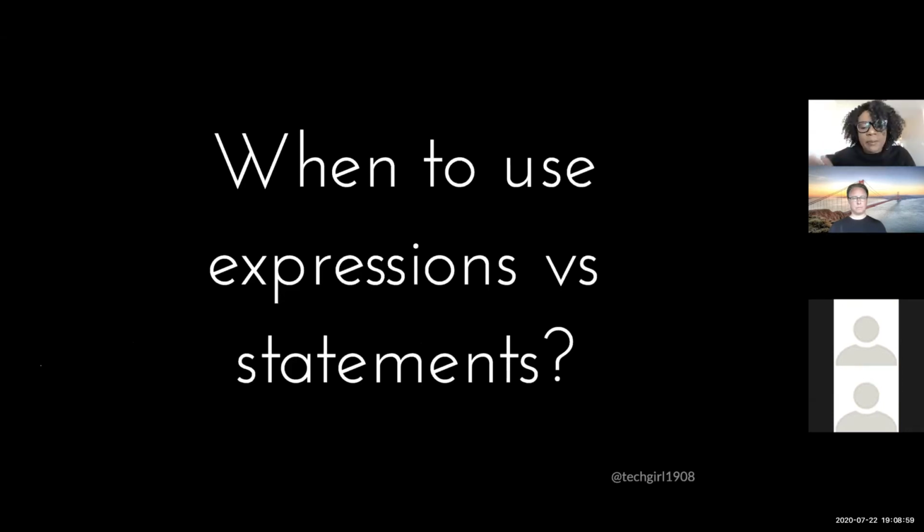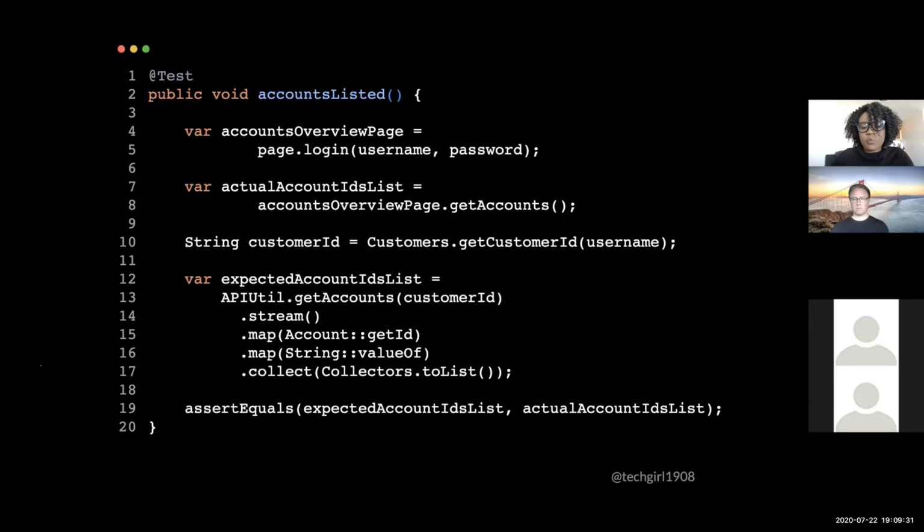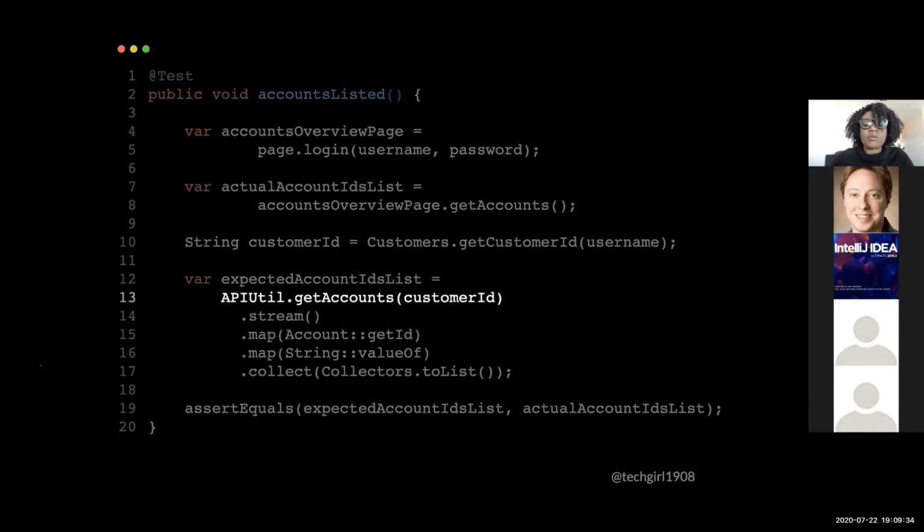Now, this is not a replacement for the switch statement. It's an addition to the language, meaning you can still use the switch statements. And in some cases, this might be the more favorable option. Now, as a rule of thumb, I use expressions when I am using switch to assign a value. And then I'll use statements when it's not for assignment, right? But it's to invoke some statements. Okay, so let's go back to our test. And we'll head on over to this get accounts method, which is an API call.